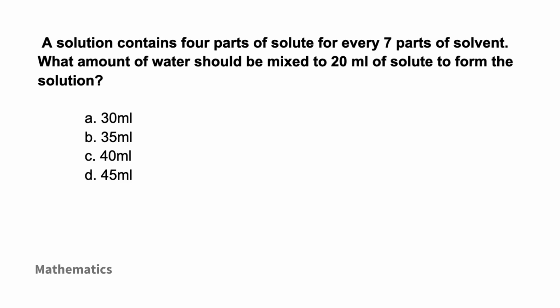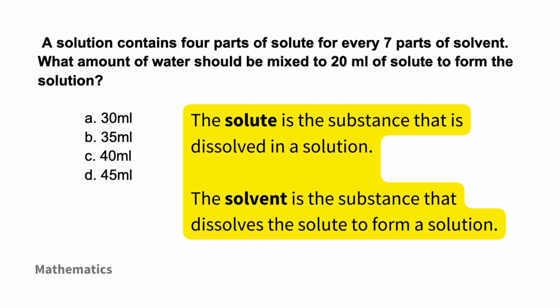To find the amount of water or solvent that should be mixed with the solute to form the solution, with the given ratio, we can set up a proportion based on the given information. If it's been a while since you have looked at some of these math and science terms, remember that the solute is the substance that is dissolved in a solution, and the solvent is the substance that dissolves the solute to form a solution. So to find the amount of water, the solvent, that should be mixed with the solute to form the solution with the given ratio, we can use this proportion.